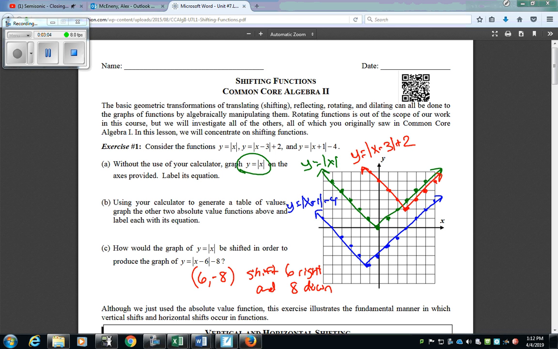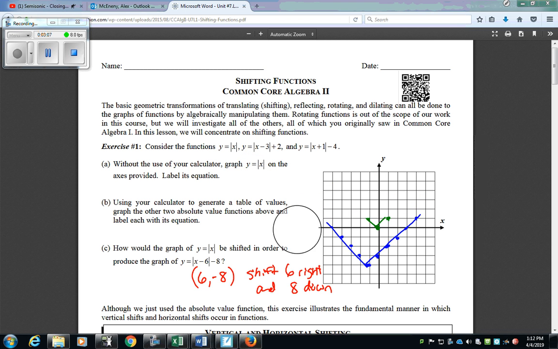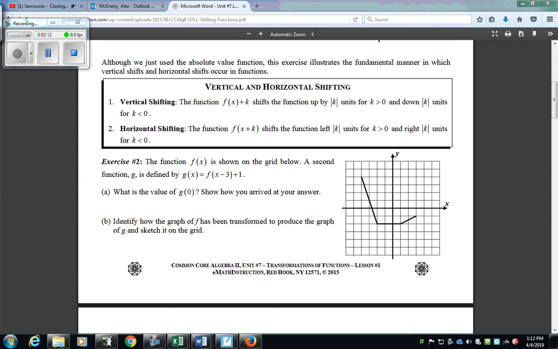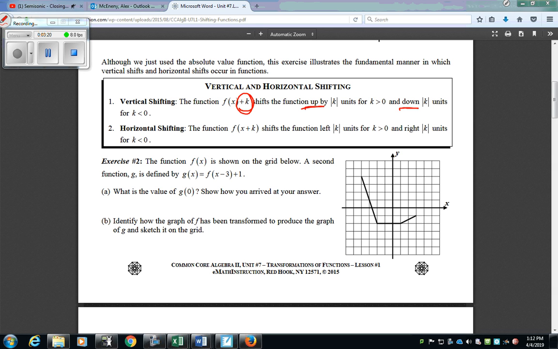So that kind of brings us into our rules when we're talking about shifting. If you go below in 1 and 2, if you add or subtract the number at the end of the function, that's going to shift it up or down depending on how many and what sign you see. For the horizontal, if k is positive, it's going left that many spaces, and right if k is less than 0.